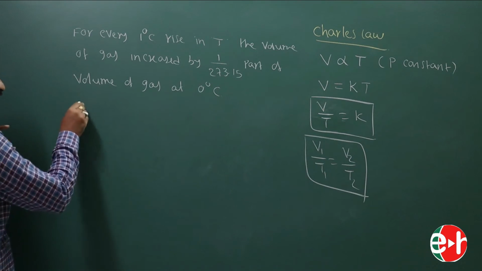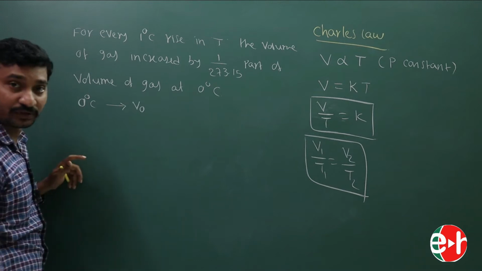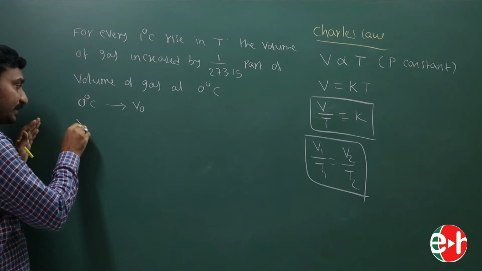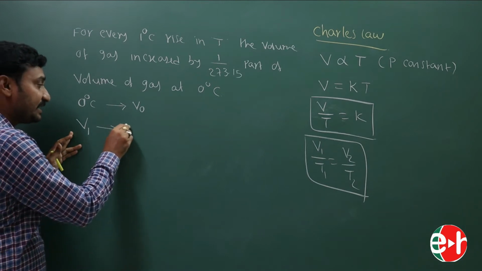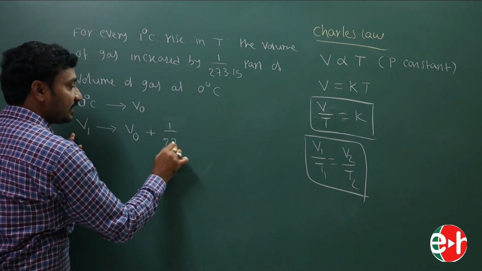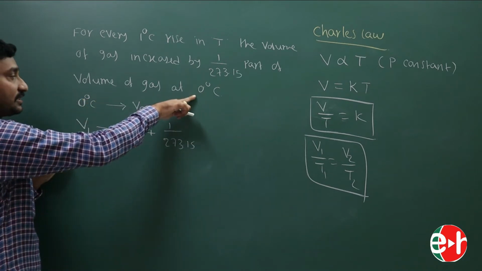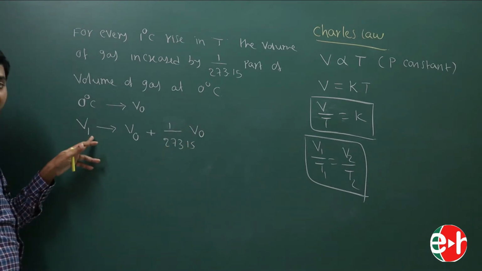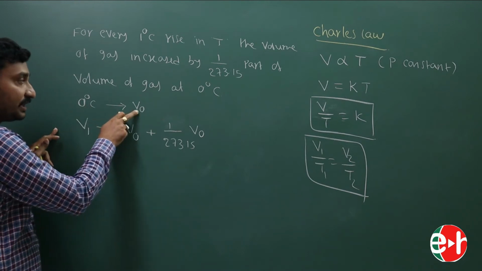Let the volume of gas at 0 degrees Celsius be V0. Now raise the temperature 1 degree. That means at 1 degree centigrade, V1, the volume increased by 1 by 273.15 part of the volume of gas at 0 degrees Celsius, V0. So this is the volume at 1 degree Celsius. Understood? This is the volume of gas at 0 degrees Celsius.